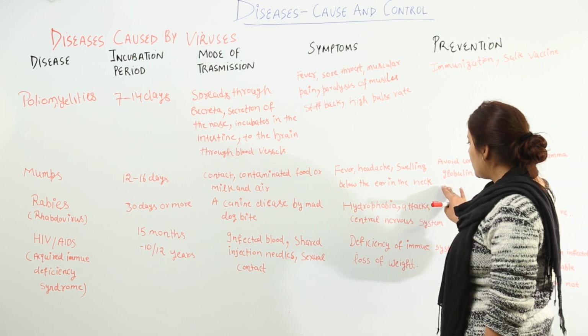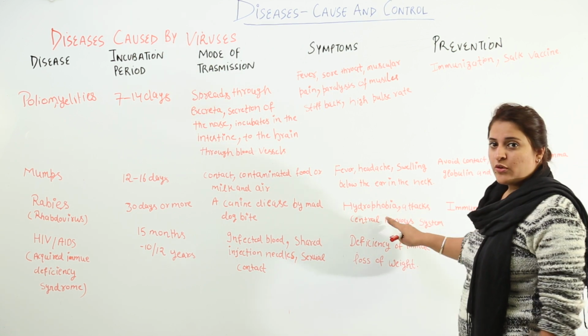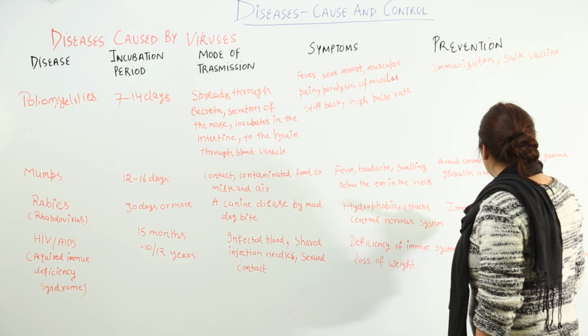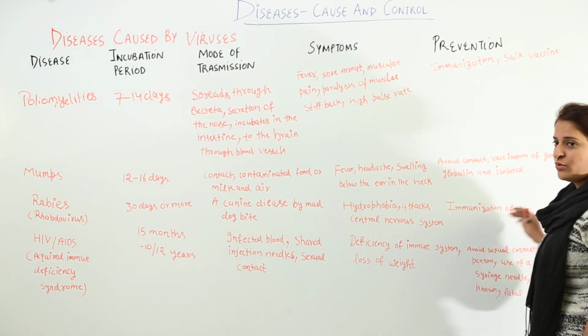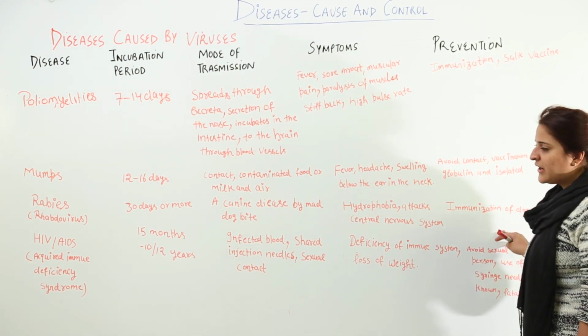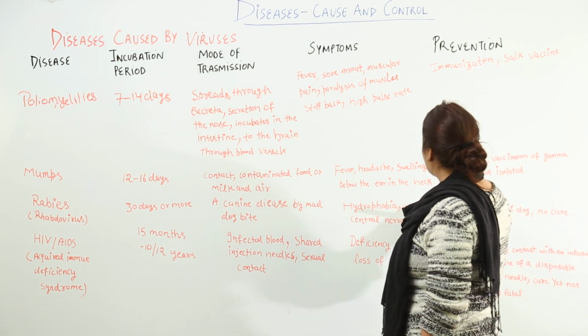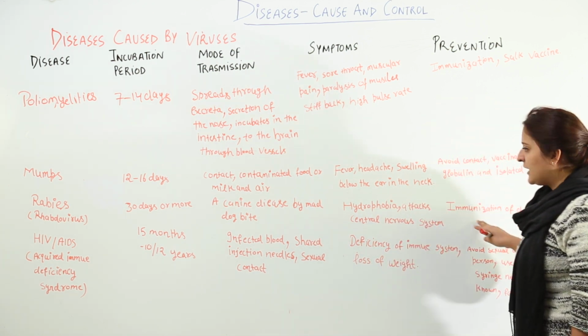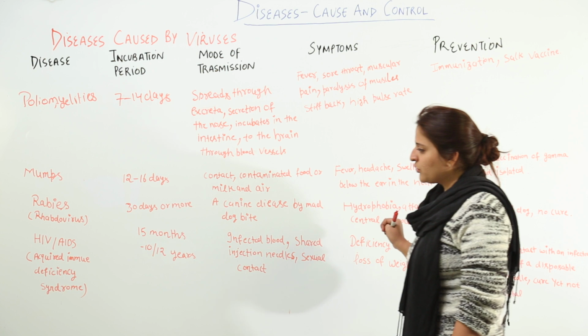and the symptoms include hydrophobia, and it also attacks the central nervous system. Again, the prevention is through immunization of a dog, but it does not have any cure. It can only be prevented by giving an immune injection to the dog.